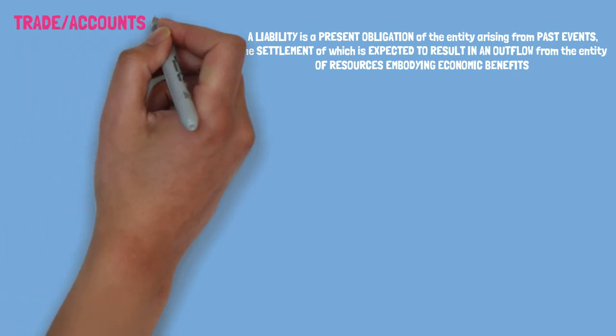Okay, so the first one, the most obvious one that a lot of people would know, is trade or accounts payables. This is where you have received an invoice from a company for a good that they have distributed or are about to distribute, or a service that they have or are expected to complete. So you owe that money that is on that invoice. That is a trade payable.